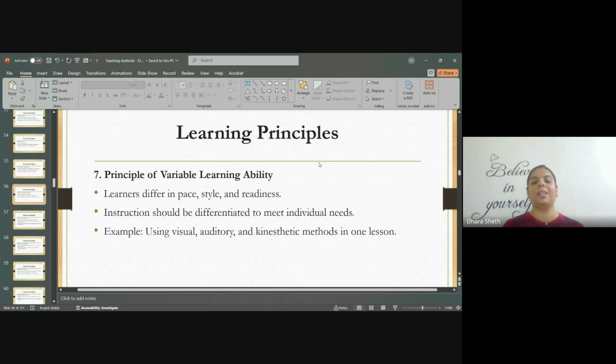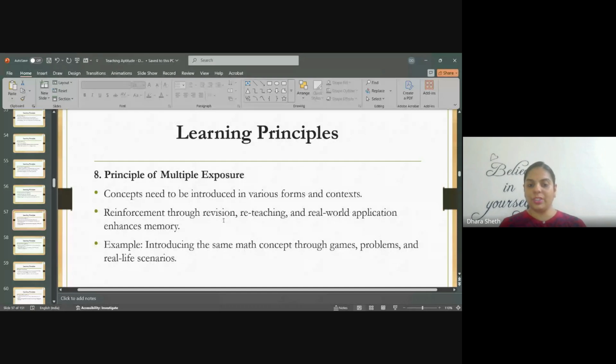So see, some people are visual, they see and remember easily. Some people are auditory, they listen and remember easily, and some people are kinesthetic. They have to touch, feel, do, so that things are easily understood by them. Principle of multiple exposure. Concepts need to be introduced in various forms and contexts. Revision, reteaching, real world application. So then it enhances memory.